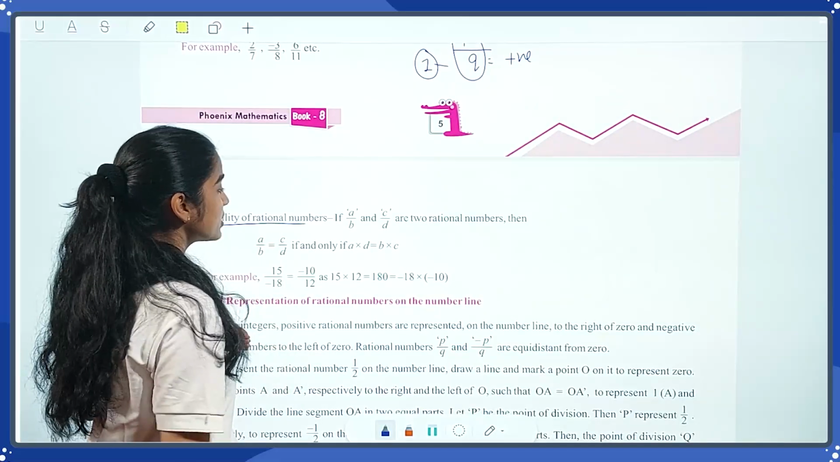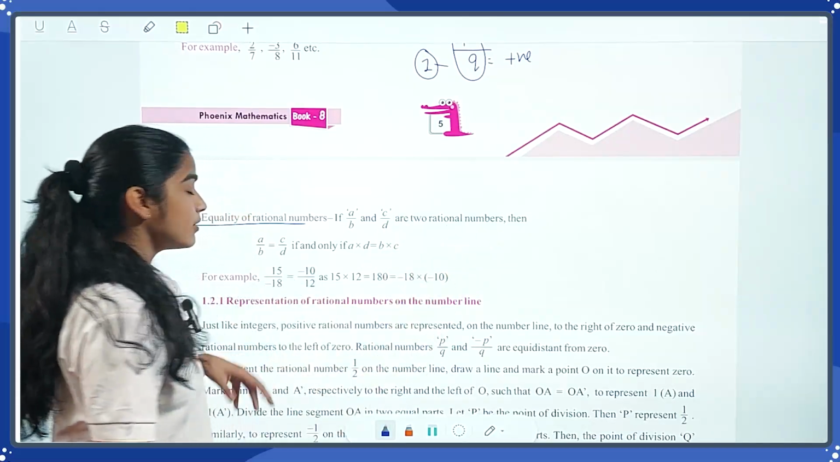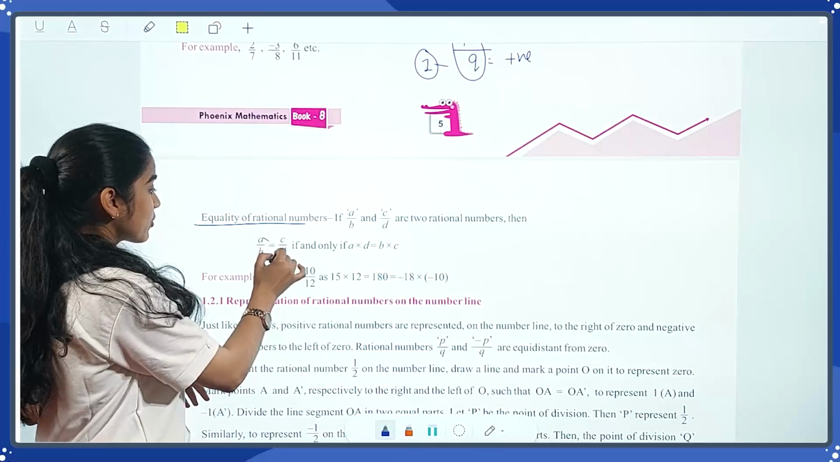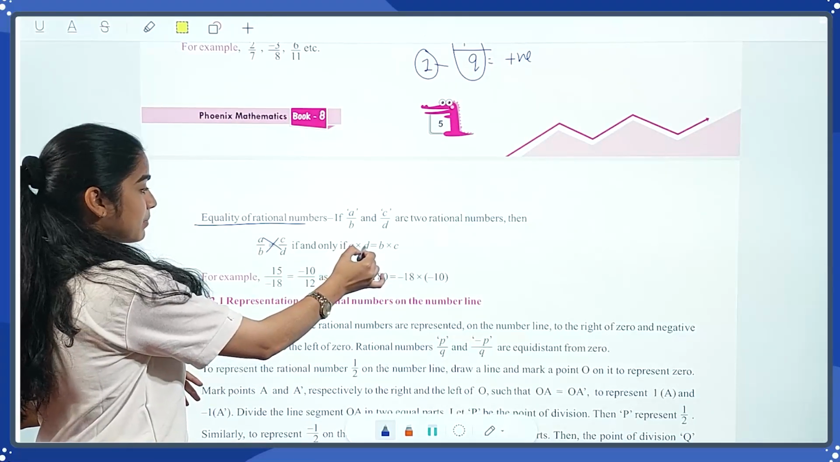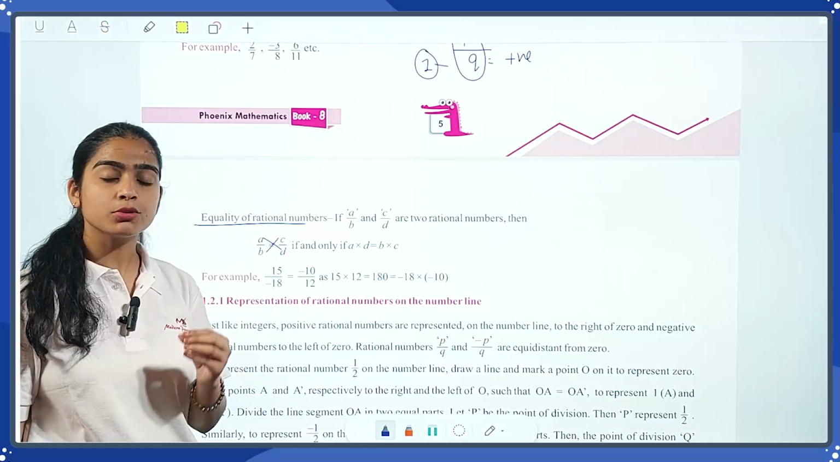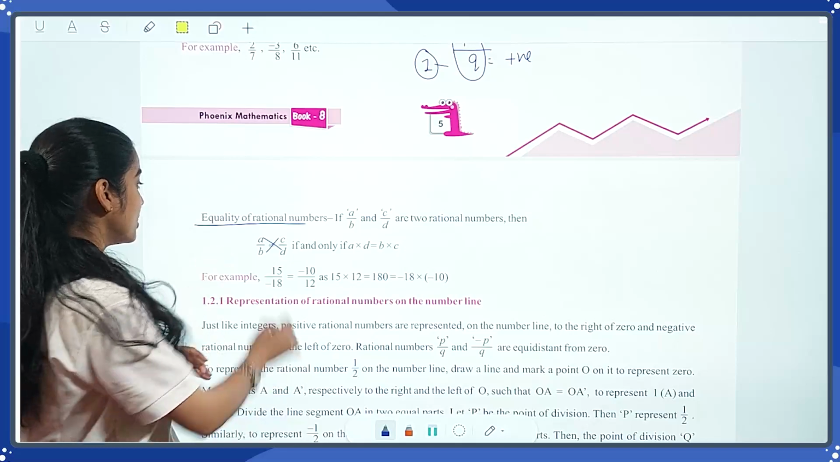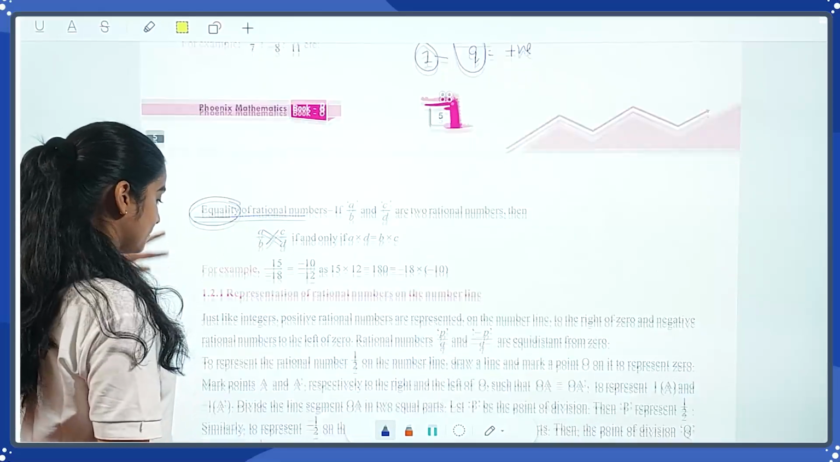Next, we have equality of rational numbers. If A by B and C by D are two rational numbers, then what you can say? You can simply cross multiply it. A multiplied by D and B multiplied by C. If the product of A multiplied by D is equal to the product of B multiplied by C, it means these two rational numbers are equal to each other.